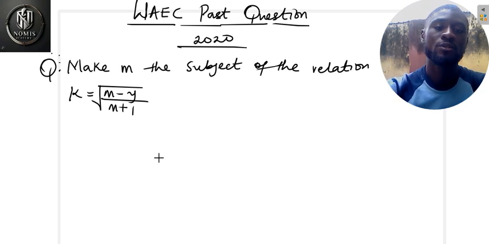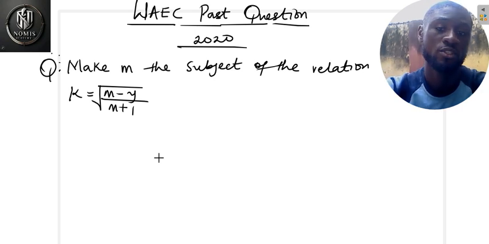In this video, I'll be solving this WAEC Past Questions 2020. This is on changing the subject of the formula or of a relation. The question is asking that we should make M the subject of the formula of the relation K equals root of M minus Y all over M plus 1. So how do we get this done?